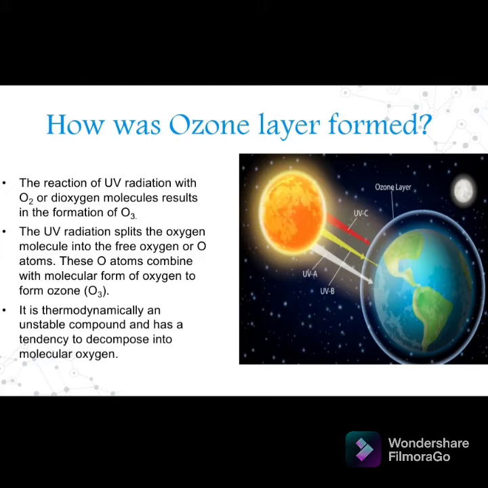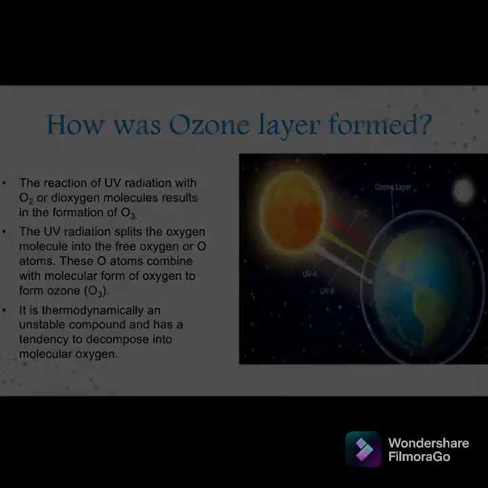So how was the ozone layer formed? The reaction of UV radiations with O2 or dioxygen molecules results in the formation of O3. The UV radiations split the oxygen molecule into free oxygen or O atoms. These O atoms combine with the molecular form of oxygen to form ozone, that is O3. It is thermodynamically an unstable compound and has a tendency to decompose into molecular oxygen.